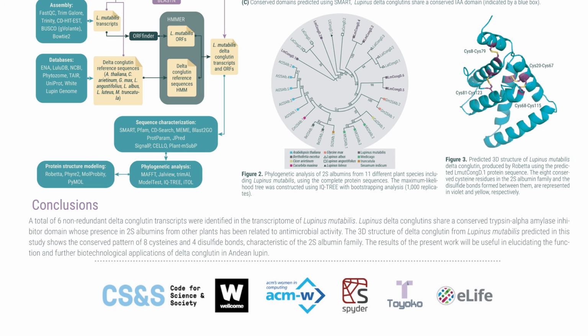In conclusion, we identified six non-redundant delta conglutin transcripts in the seed transcriptome of Lupinus mutabilis. We also determined that the lupin delta conglutins shared a common trypsin alpha-amylase inhibitor domain, which has been involved in antibacterial and insecticidal activity in 2S albumins from other plants. The 3D structure of delta conglutin from Lupinus mutabilis predicted in this study shows the conserved pattern of 8 cysteines and 4 disulfide bonds, characteristic of the 2S albumin family. These results will be useful in elucidating the function and further biotechnological application of delta conglutin in Andean lupin.